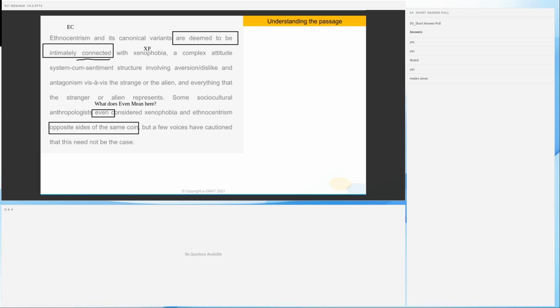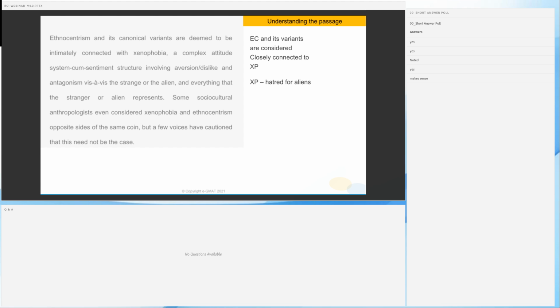Again, we don't have an inference question here on this aspect, but there could be an inference question on it. So there is this other group of people who consider XP and EC to be so closely linked that they are considered to be practically the same. Opposite sides of the same coin means they're practically the same, but is another contrast keyword. A few voices have cautioned that this need not be the case. So there's a group which has said that extreme closeness need not be the case.